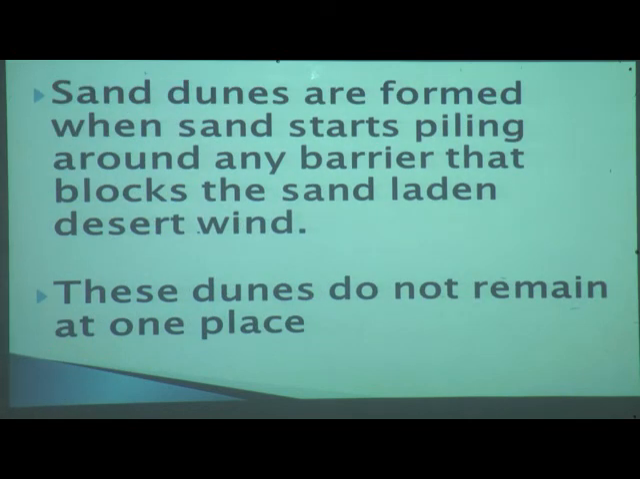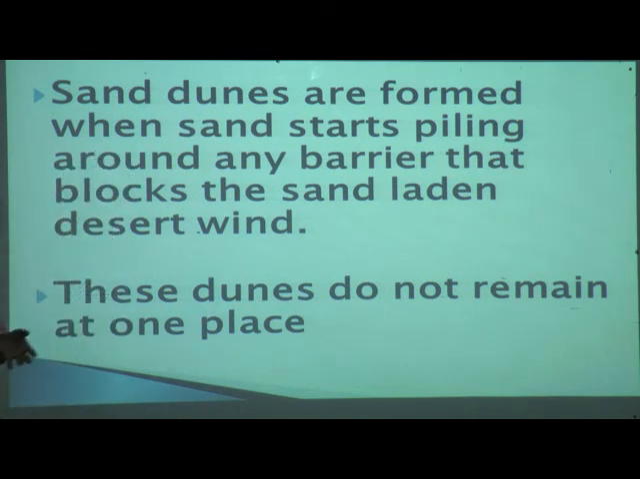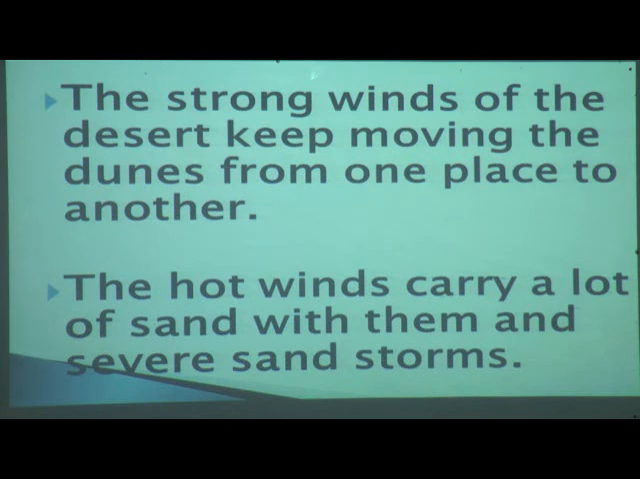How are sand dunes formed? They are formed when the sand starts piling up around any barrier that stops the sand-laden desert wind. These dunes do not remain in one place. They keep changing as the wind blows. The strong winds of the desert keep moving the dunes from one place to another. When it stops here, again the wind starts and it goes again. It never stays in one place, it keeps on moving.